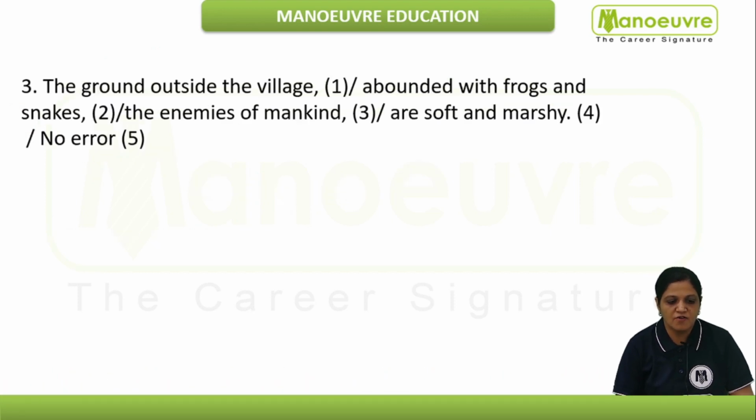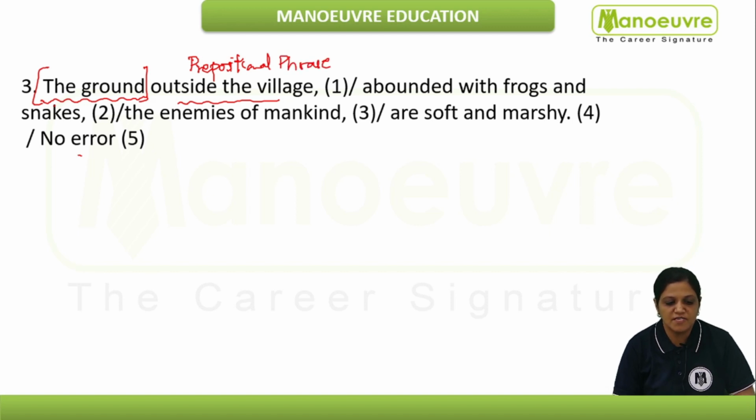The ground outside the village abounded with frogs and snakes. The enemies of mankind are soft and marshy, no error. Now when we look at this sentence, the very first thing that we have to take care of is the subject. What is the subject of the sentence? The ground. This is the subject. Outside the village, we can say it is a prepositional phrase, okay, as it is starting with the preposition.